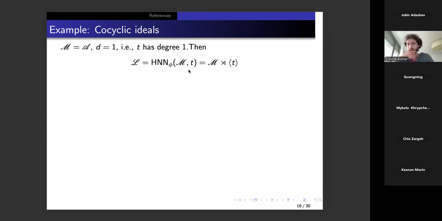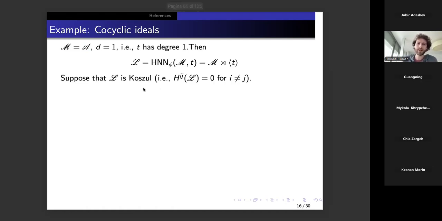So we can form the HNN extension, and you can notice that I also wrote this as a semi-direct product. This is because in this situation there is no distinction between HNN extensions and semi-direct products. They have the same presentation, exactly the same Lie algebras. Okay, and now we want to assume that L is a Koszul algebra, which I recall means that the cohomology groups are concentrated on the diagonal. So what can be said about M?